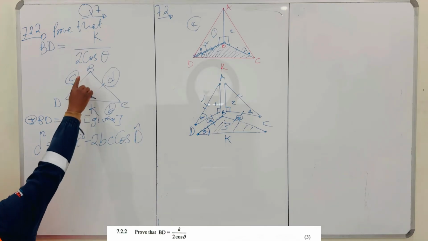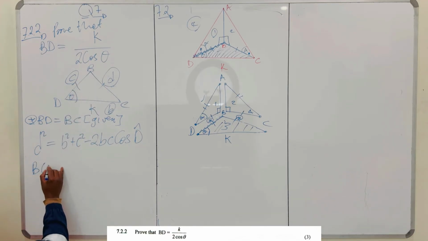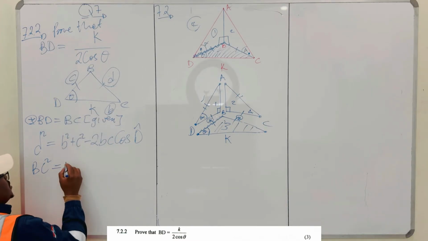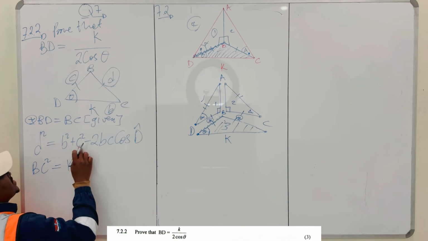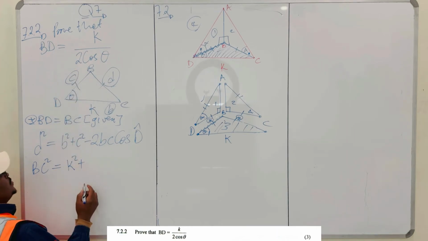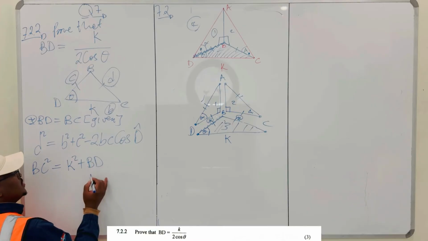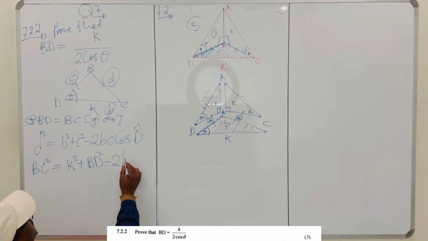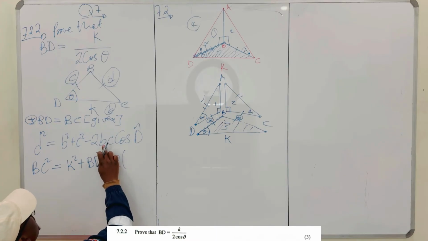What is your d? Your d squared is equal to your b squared. What is your b squared? Your b squared is this length here, which is K squared, plus c squared. What is c? The c is BD squared, minus 2 times what? 2 times b. What is your b again?